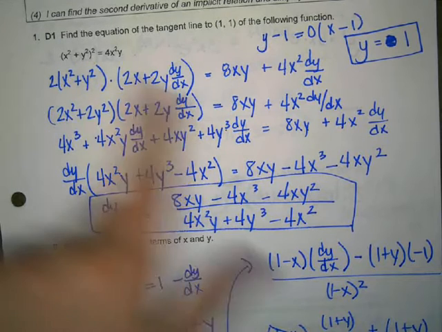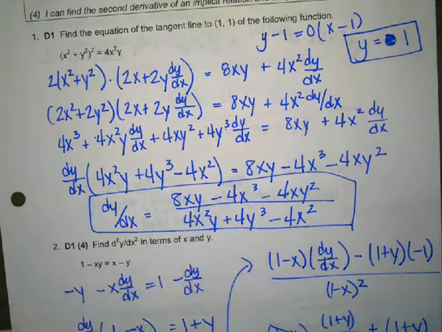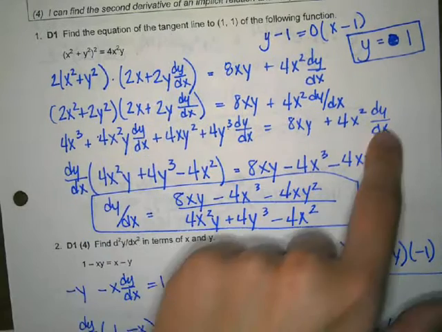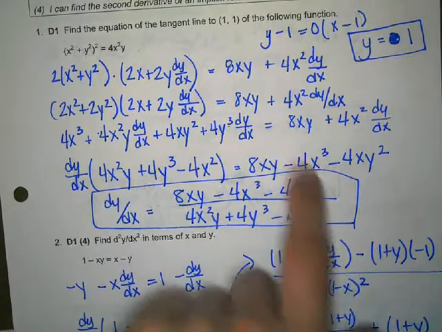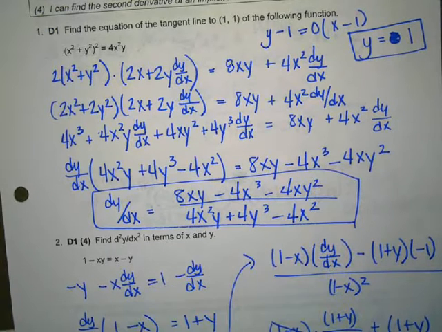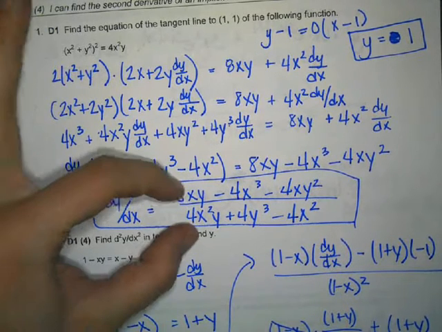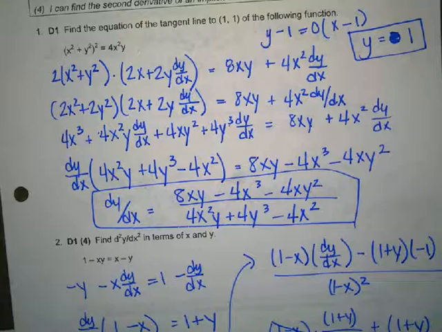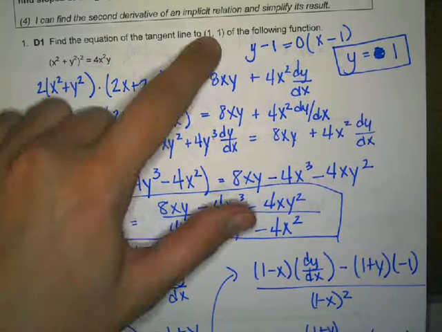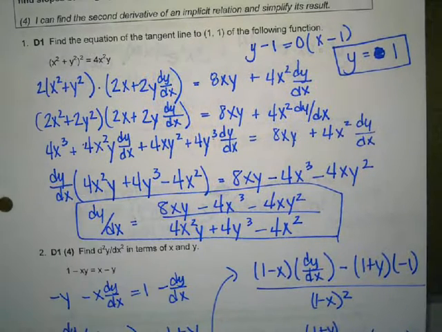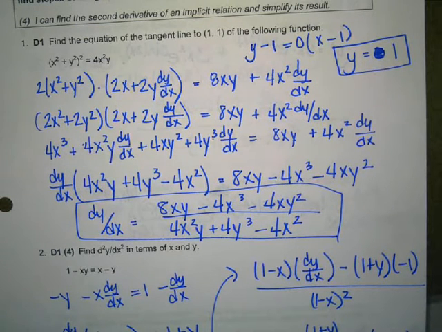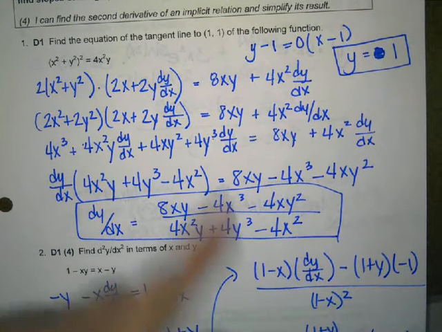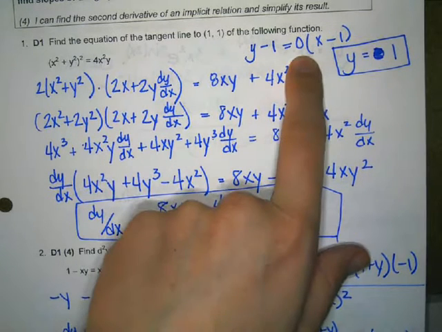Over here I did the product rule. And after I FOILed, all my dy over dx terms got moved to the left, and everything else got moved to the right, and then I divided. So this is your fraction. Then I plugged in the point (1, 1), and when I did that, you end up getting 0 over something. But 0 divided by anything is 0, so that's your slope.